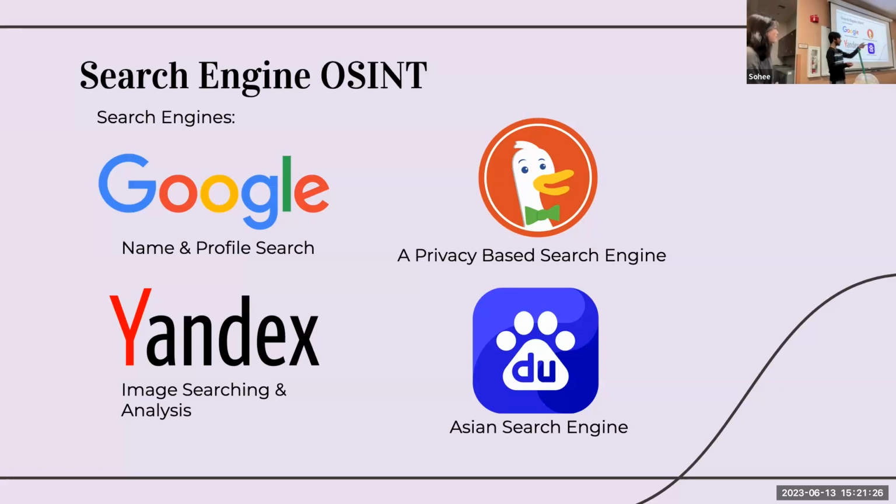Which ones? DuckDuckGo. Is that the new Google for now? How many of you have heard about Yandex or Baidu? It's an Asian search engine, Baidu or something like that.